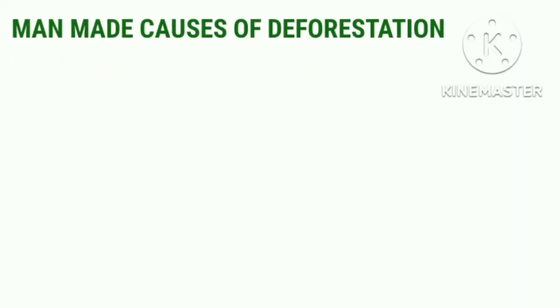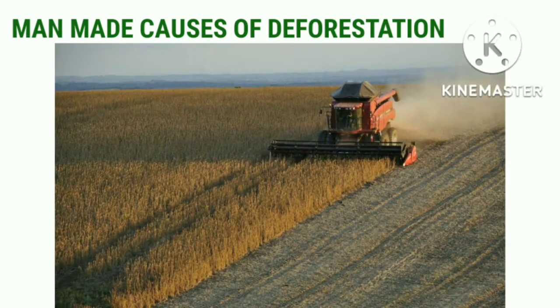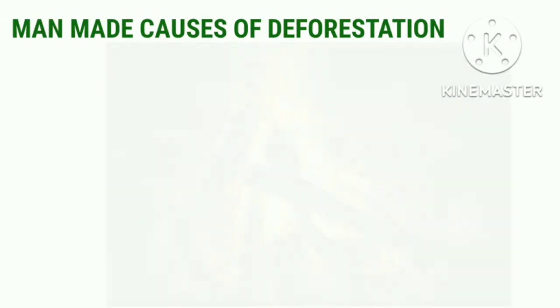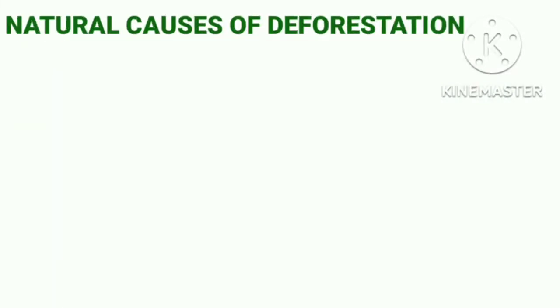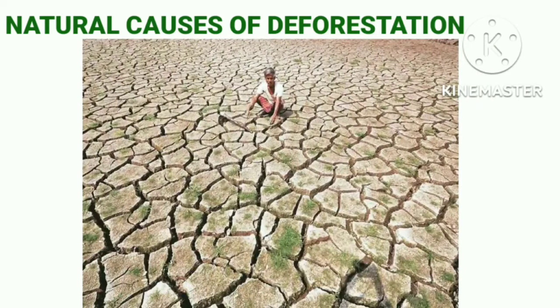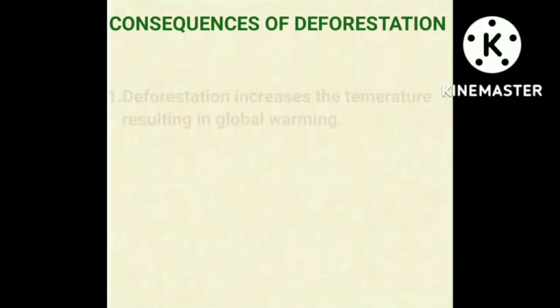Humans cut trees for purposes like procuring land for cultivation, building houses or factories, making furniture, or using wood as fuel. Now, what are the natural causes of deforestation? They are forest fires, floods, and even severe drought. So we learned what is deforestation and the causes of deforestation. Now let us see the consequences of deforestation.